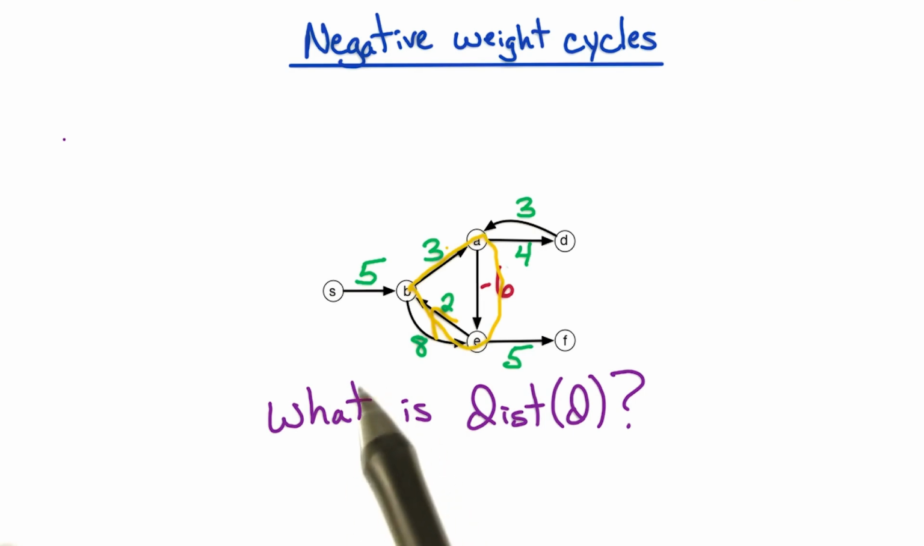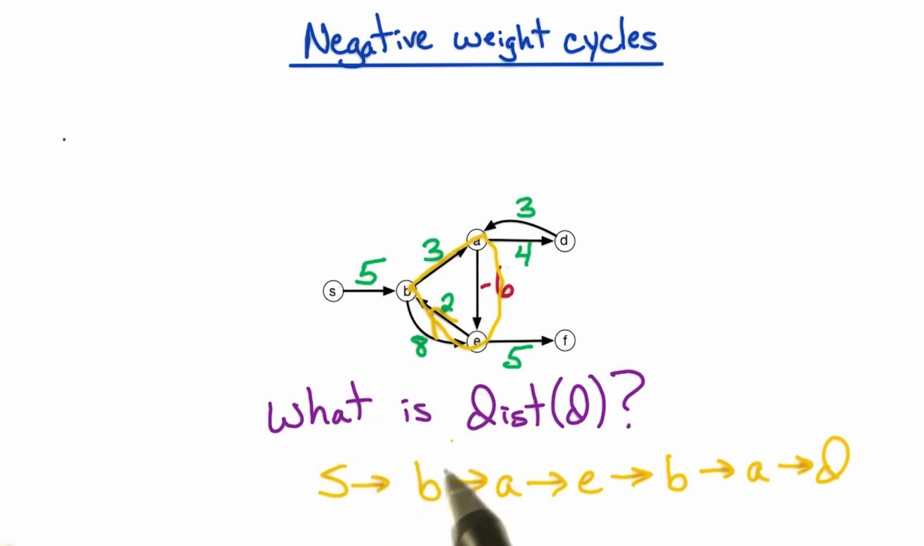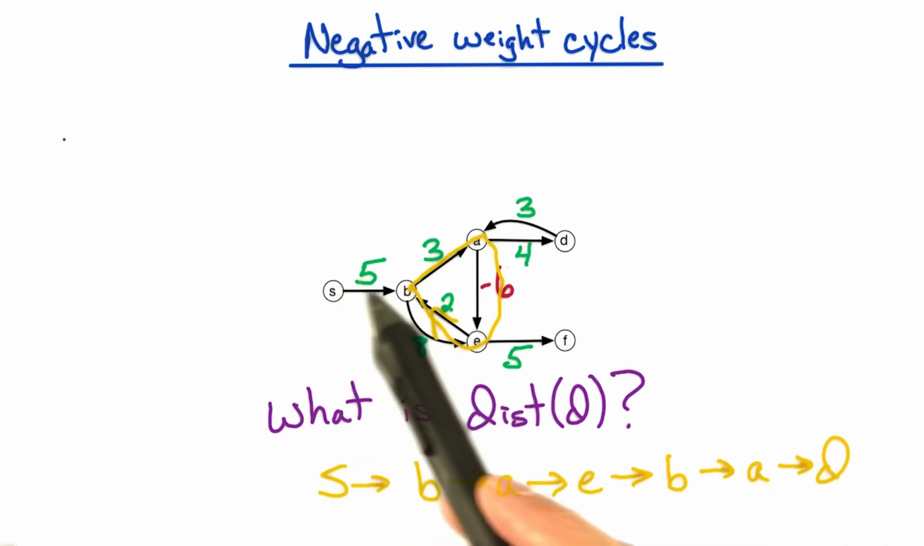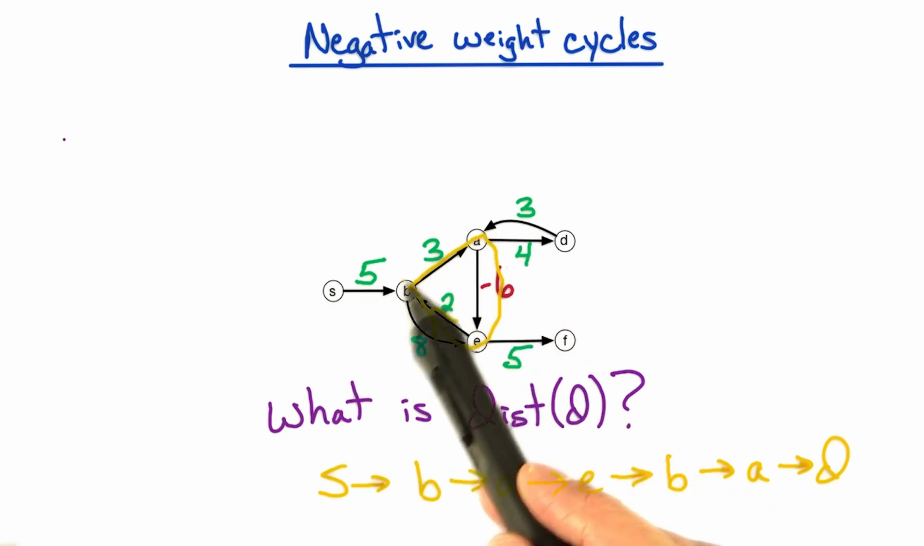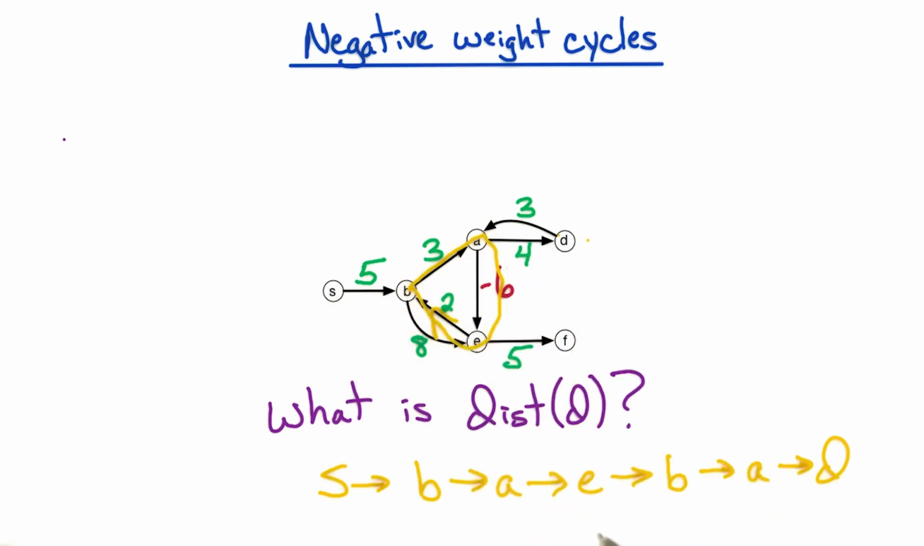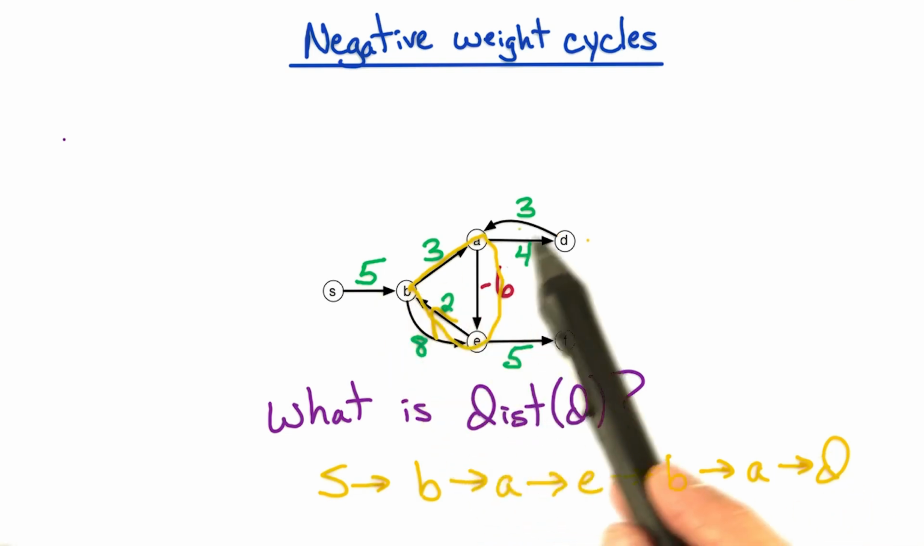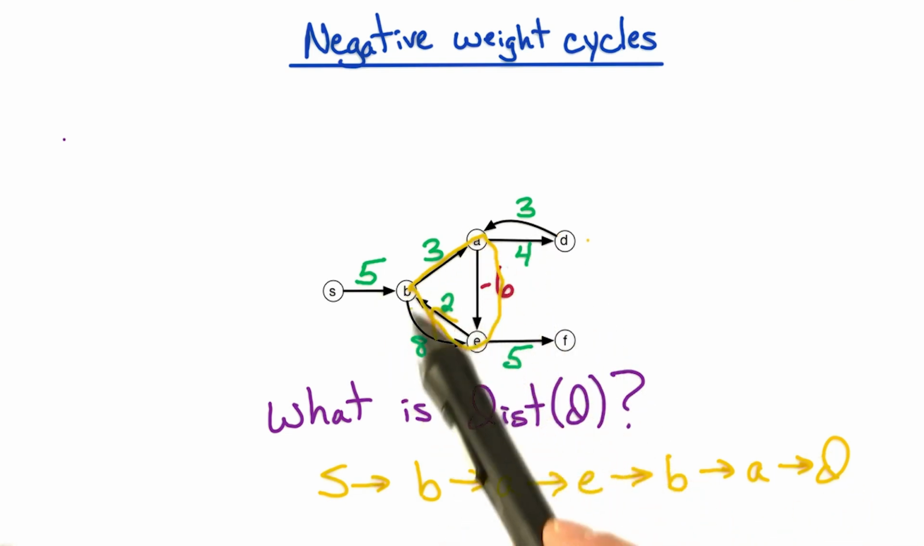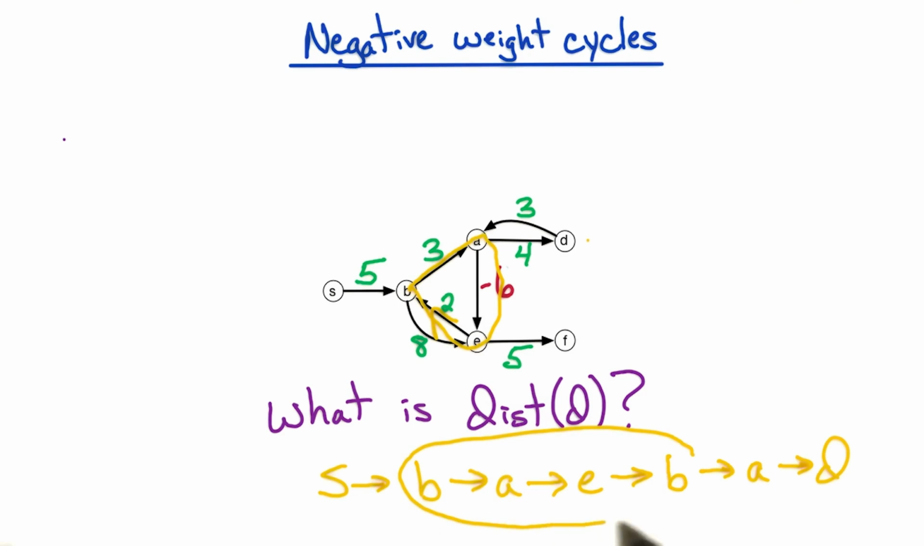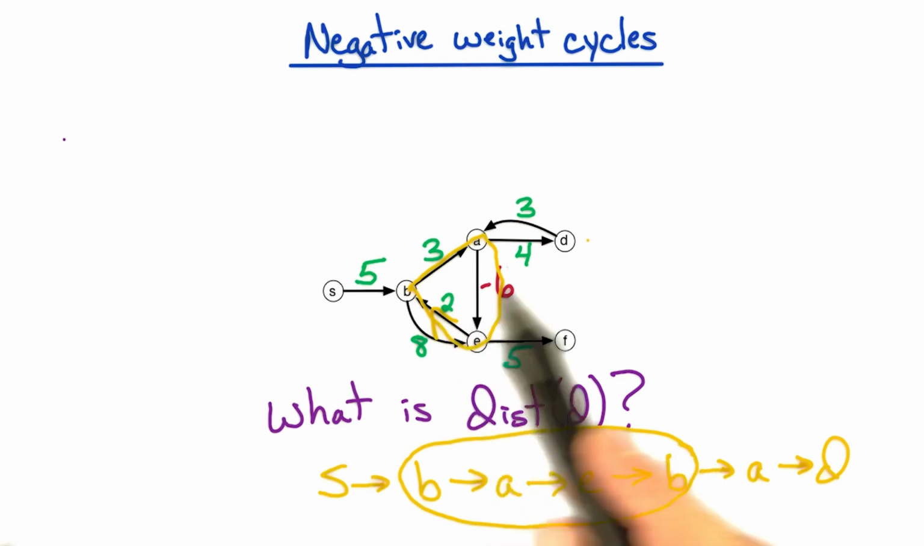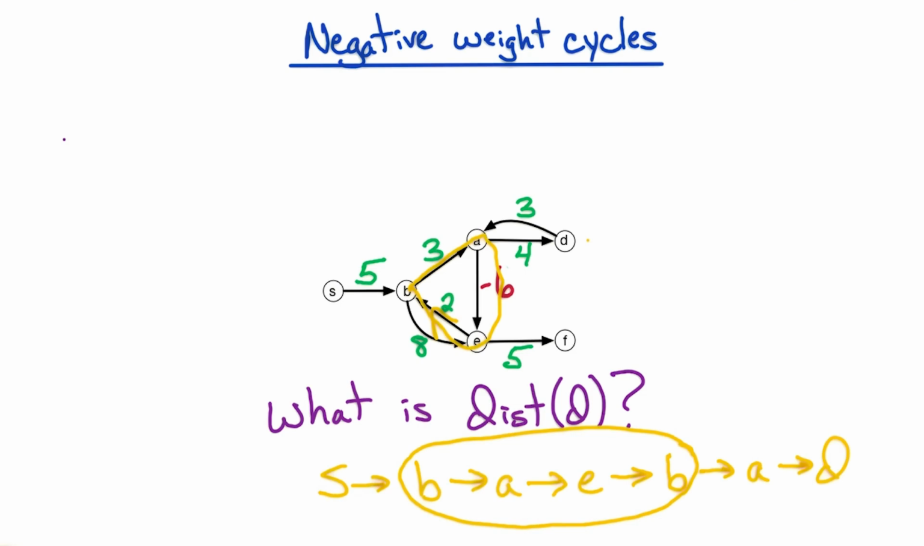So an alternative route from S to D is to go S to B to A to E to B, A, D. So we're going to go here, we're going to go around this cycle, and then follow this path. What's the length of this walk? It's length 10, because we went down by 1 by going around this cycle. Similarly, we can repeat this cycle many times. Every time we repeat it, our length goes down by 1. So the shortest route from S to D goes around this cycle an infinite number of times.